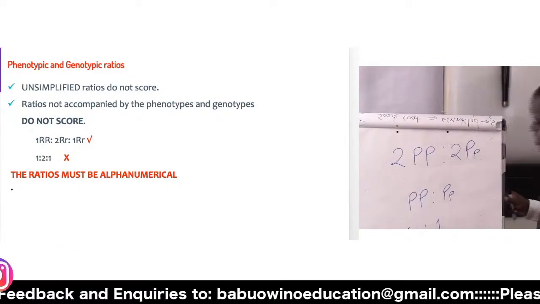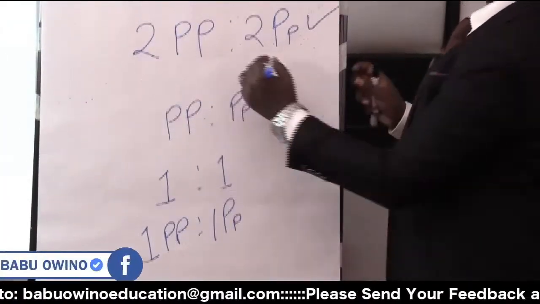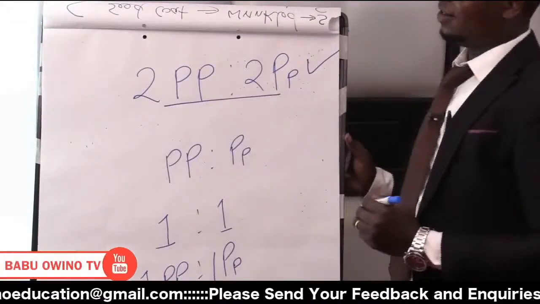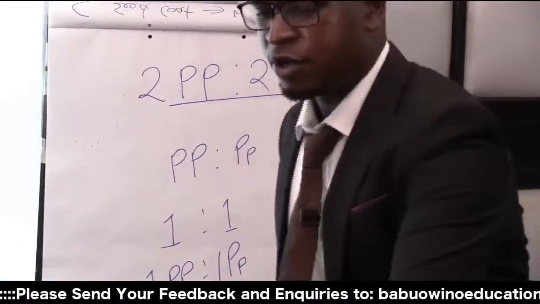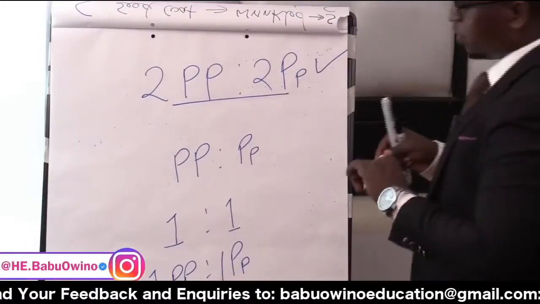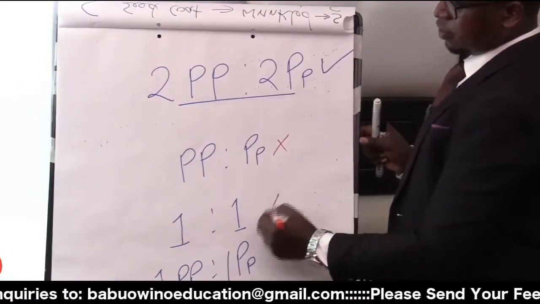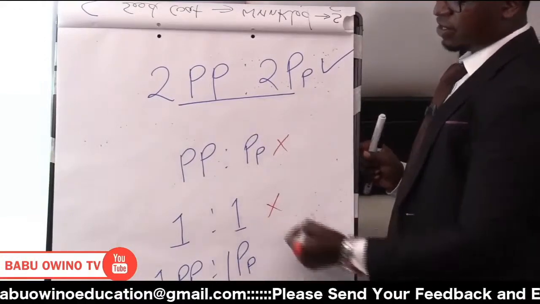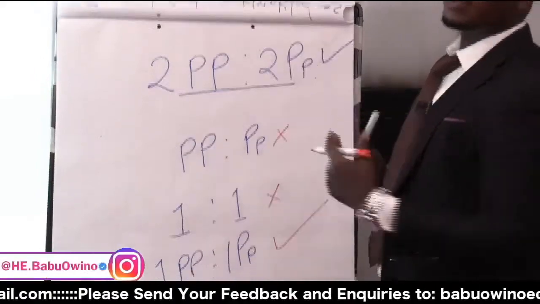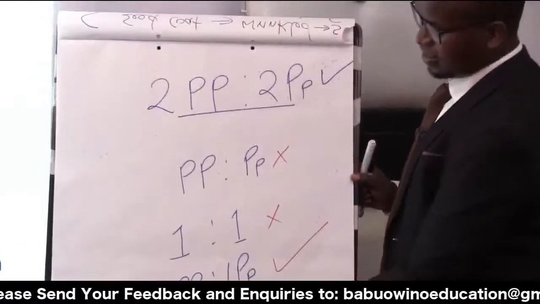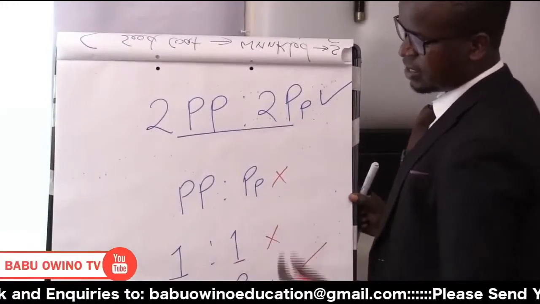So which student is correct here? This student is wrong because the ratio here is unsimplified. This student is wrong, and the reason is because we are not seeing the numerical aspect of the ratios. This student is also wrong because we are not seeing the alpha aspect of the ratio, but this student is correct. That's why we say that the ratio must always be alphanumerical. We want to see the numbers, and we want to see the letters representing the various genotypes.